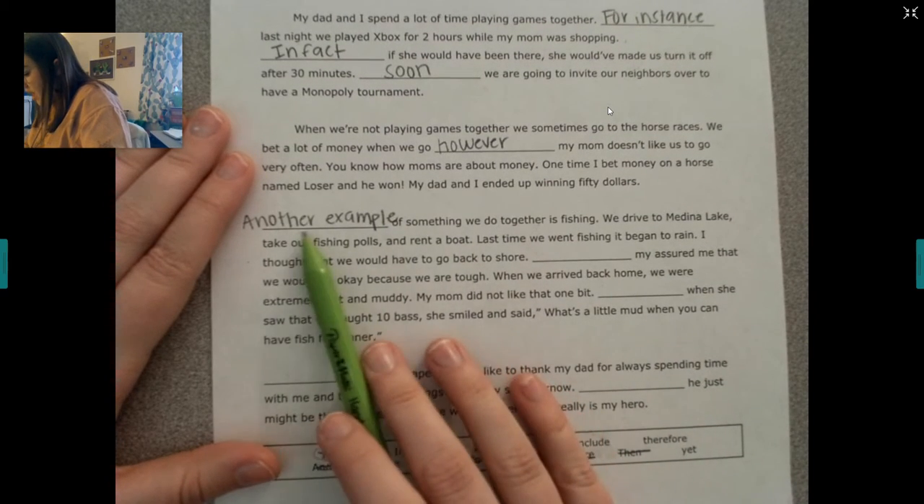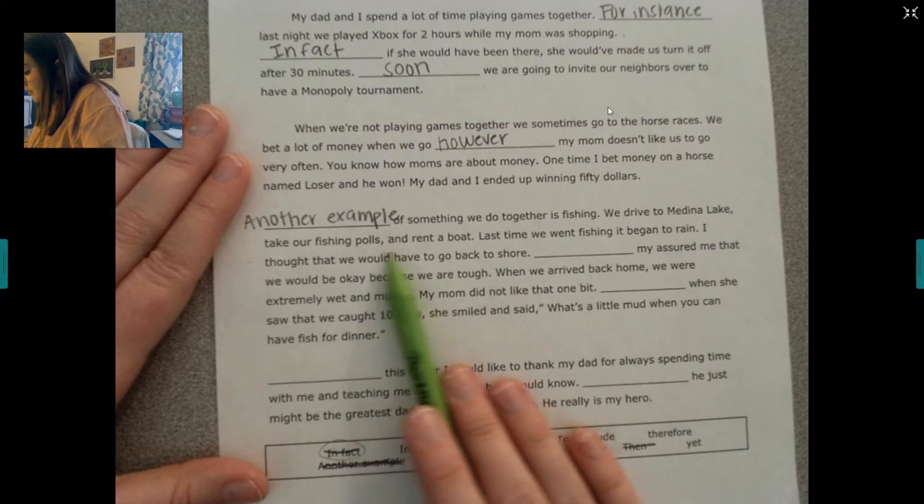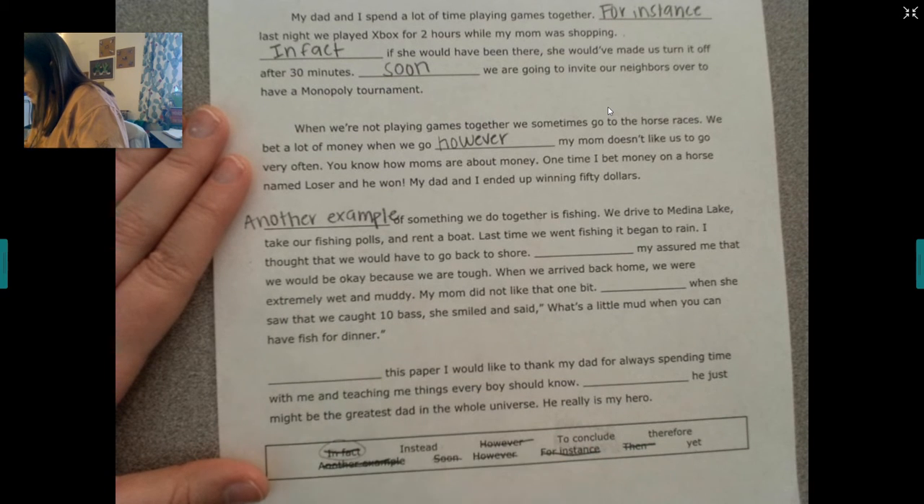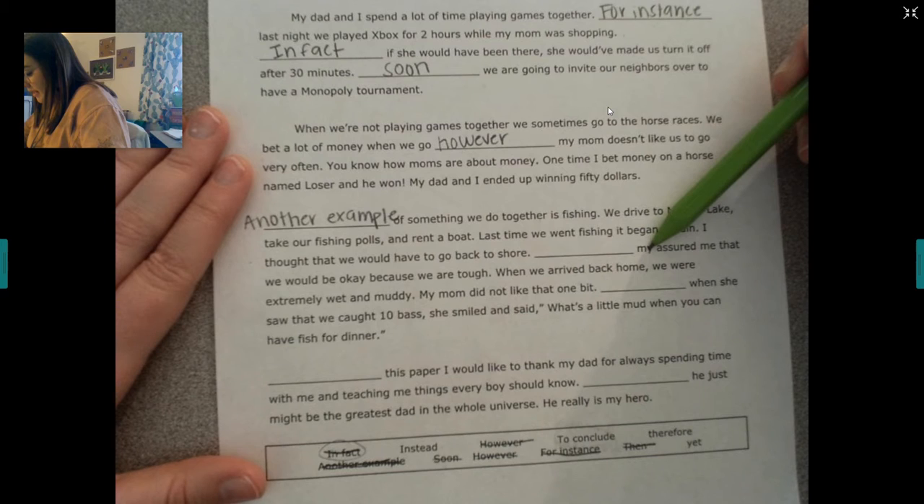Let's keep going. Another example of something we do together is fishing. We drive to Medina Lake, take our fishing poles, and rent a boat. Last time we went fishing, it began to rain. I thought that we would have to go back to shore. Blank, my dad assured me that we would be okay because we are tough.